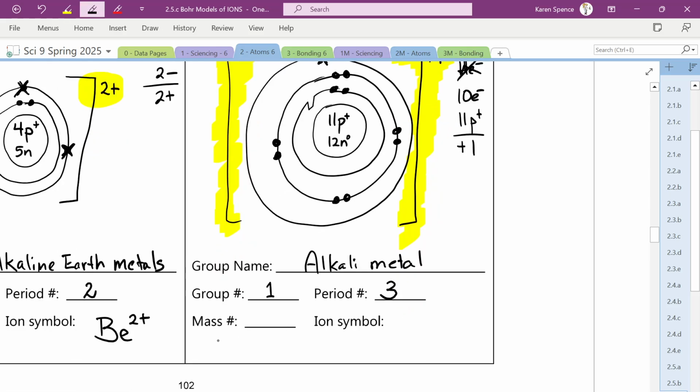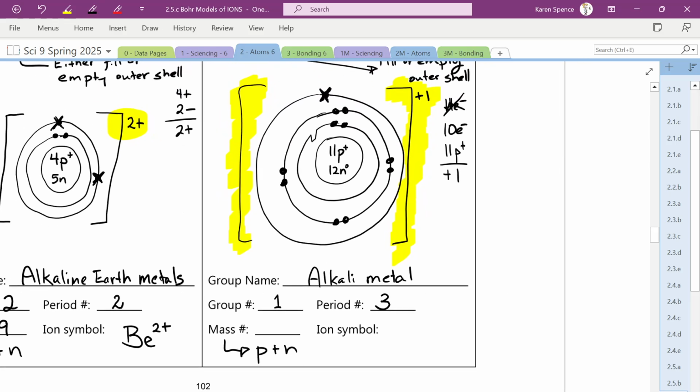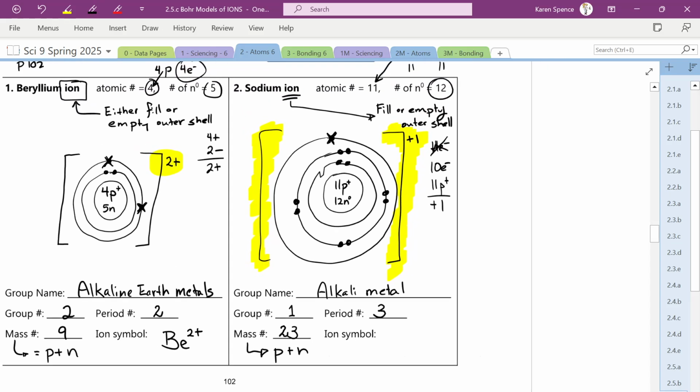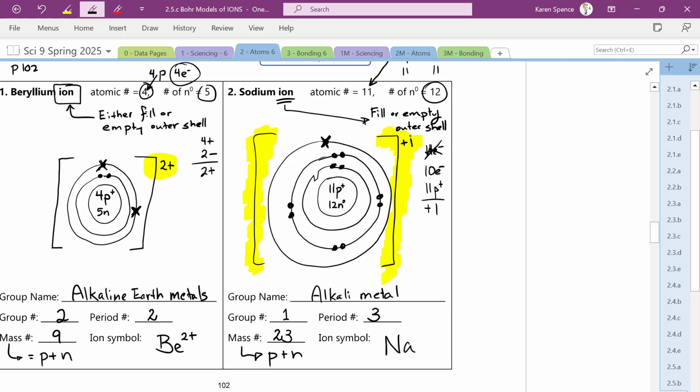Mass number. Tell your partner, how do you find mass number? It is protons plus neutrons, yes. Okay, so if we take our protons and our neutrons and we add them together, we get 23. And now our symbol, we just take the symbol for sodium, which is Na, and we know it's +1, so we'll just put a plus there. You could also, if you wanted to say Na 1+, or Na +1.